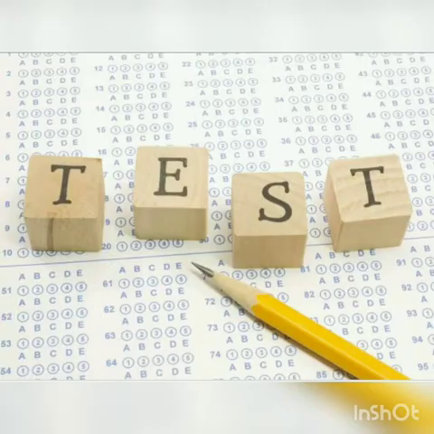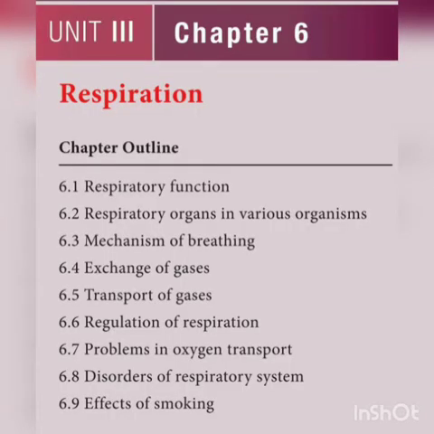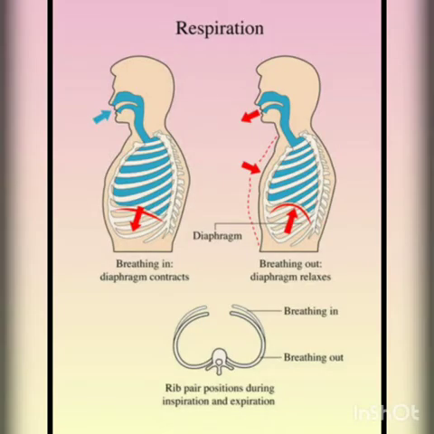Tomorrow you're going to write your zoology November monthly test. For this, we have chapter 6 respiration. You know very well about respiration. The term respiration refers to exchange of oxygen and carbon dioxide between environment and cells of our body, where organic nutrients are broken down enzymatically to release energy.